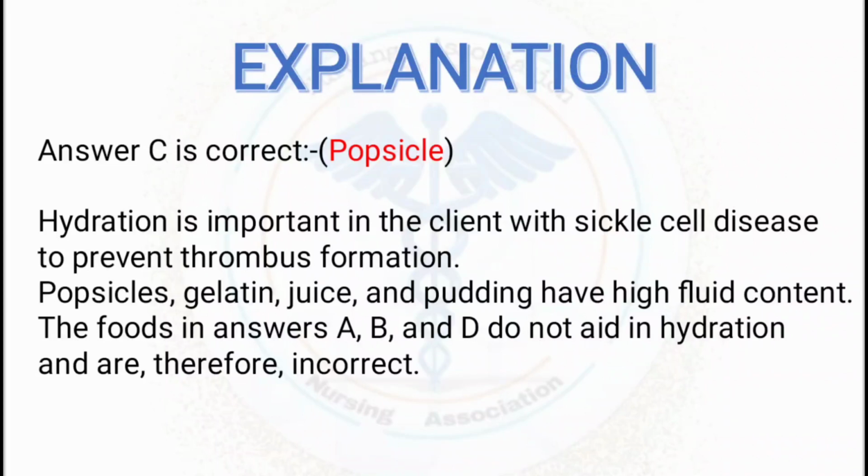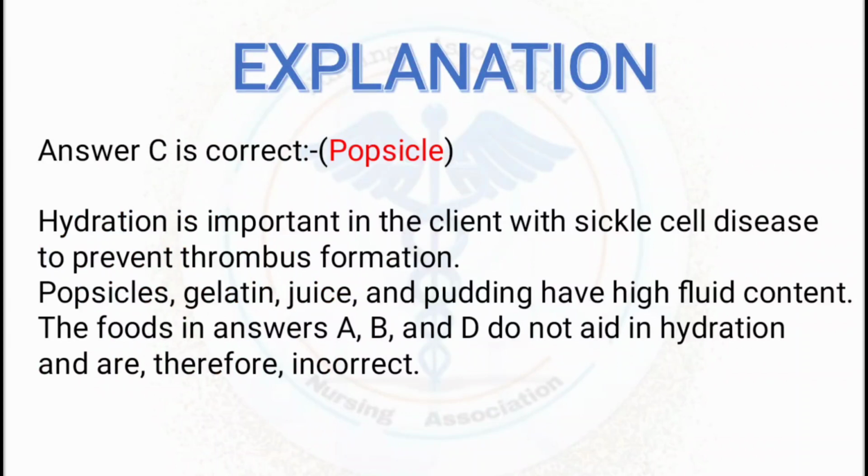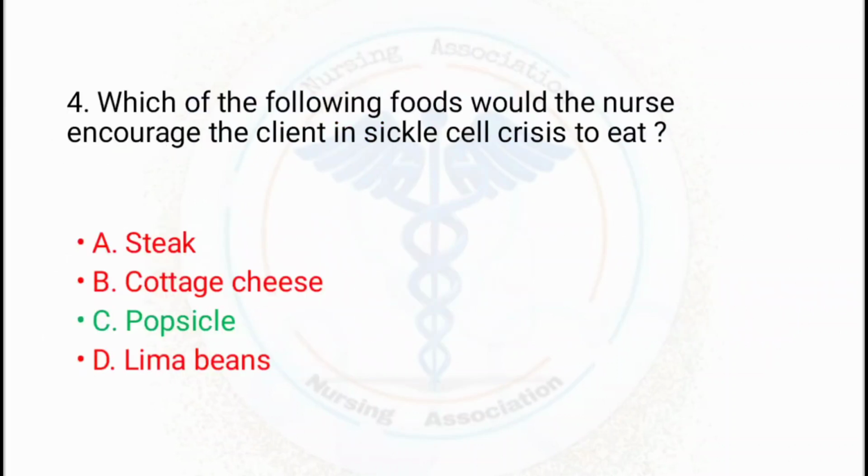And why is it so? Hydration is important in the client with sickle cell disease to prevent thrombus formation. Popsicles, gelatin, juice, and pudding have a higher fluid content. The foods in answers A, B, and D do not aid in hydration and are therefore incorrect. As we have seen in the previous question, hydration of the patient in sickle cell is very important. So popsicles, gelatin, juice, pudding, etc., that contain high fluid content are good for the patient in this crisis, and other foods that are not good for hydration are prohibited.